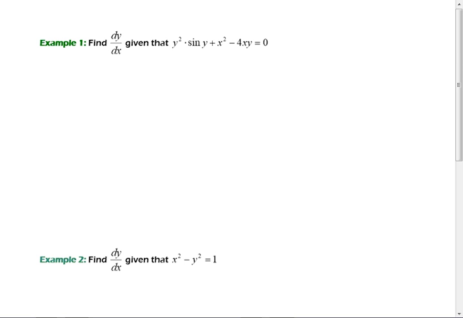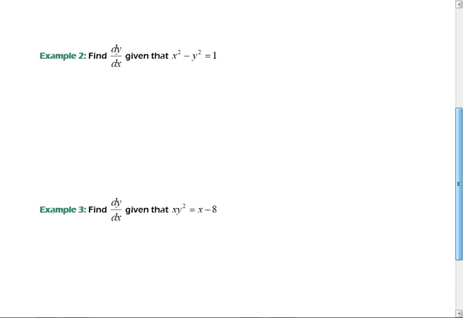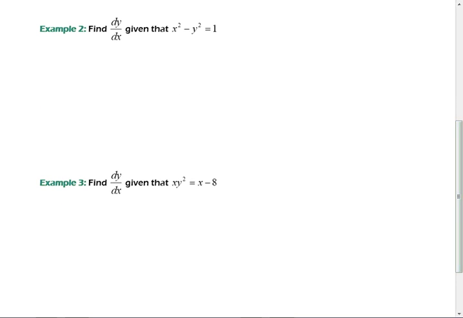But that one's kind of complicated. Let's do some easier ones first. So let's skip down here. This is a hyperbola. It looks like this. Is that a function?